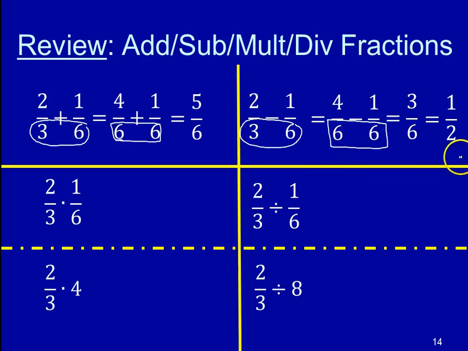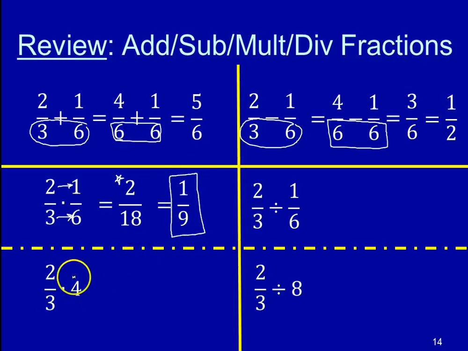Right now, we're doing multiplying and dividing. On multiplying and dividing, do you have to have common denominators? No, only on adding and subtracting. So when I'm multiplying, I don't care that these are not the same. I simply multiply straight across. So 2 times 1 is 2, 6 times 3 is 18, and then just like we've done in the past, always simplify if you can simplify. 2 divided by 18 is 1 over 9.